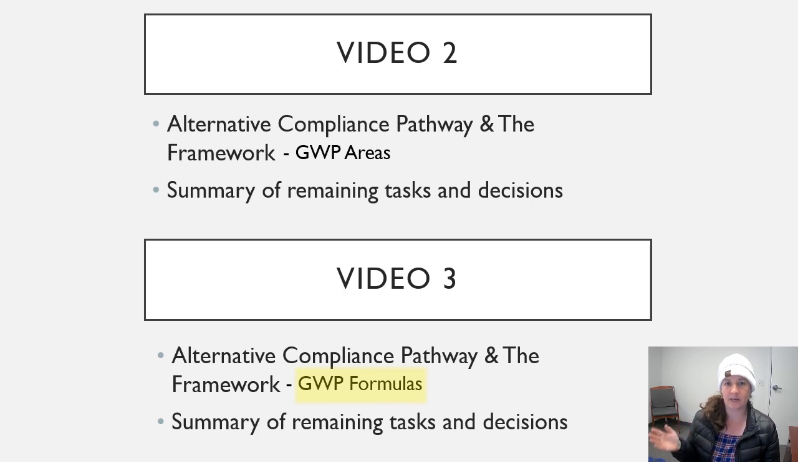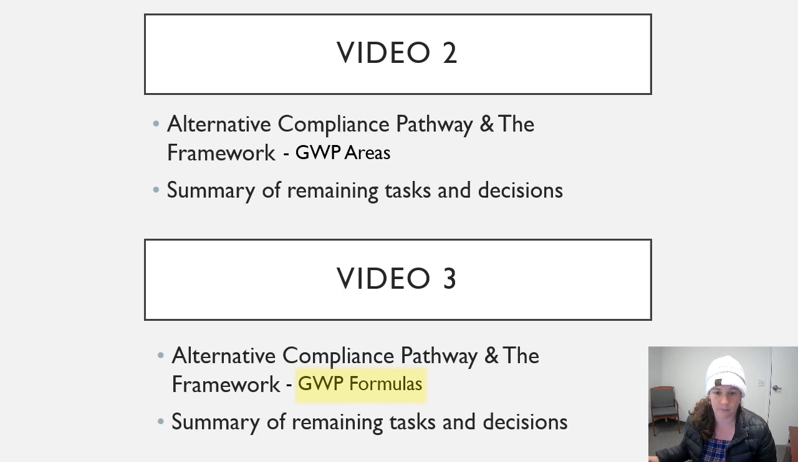Video number 1 was kind of an introduction to the requirements for this work plan, to the general A-R equation, and nutrient management concepts in Ag Order 4.0. Video number 2 was a focus on some alternative compliance pathway ideas for alternative groundwater protection areas and a summary of the remaining tasks and decisions that Preservation Inc. has before we finalize the work plan.